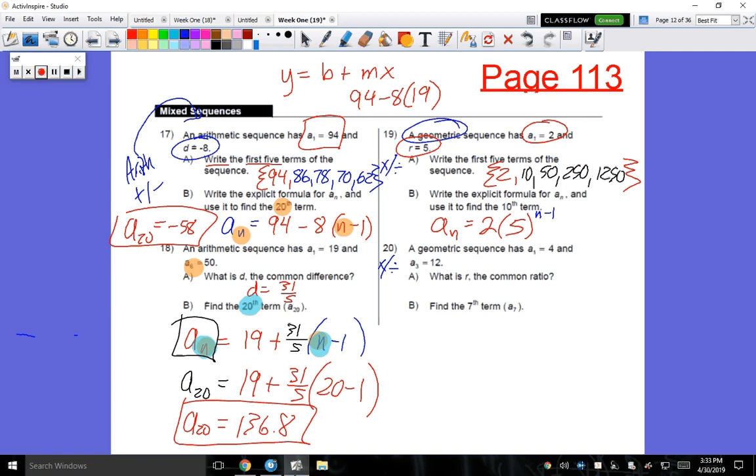Alright, and then the 10th term, you're just going to put 10 in for n right here, and you'll get a sub 10 is equal to, what does it have? What's 5 to the 9th power times 2? It's probably a huge number, right? Whatever that is, just go ahead and write that down: 5 to the power of 9 times 2, and then you're good to go.